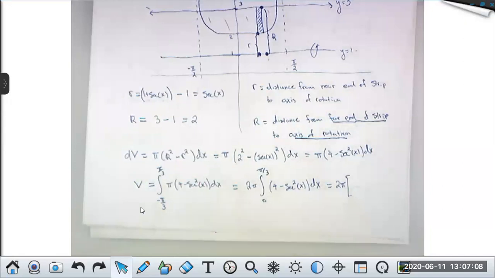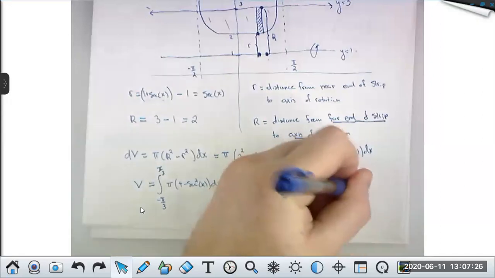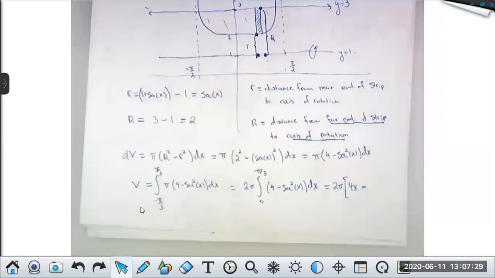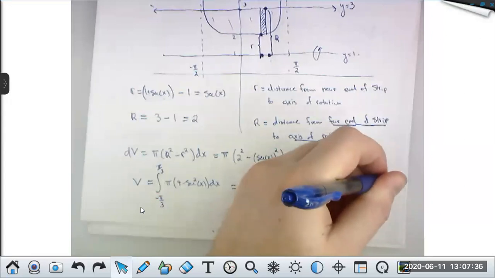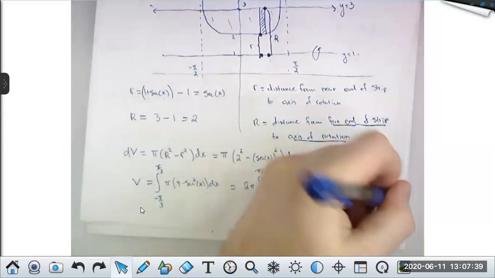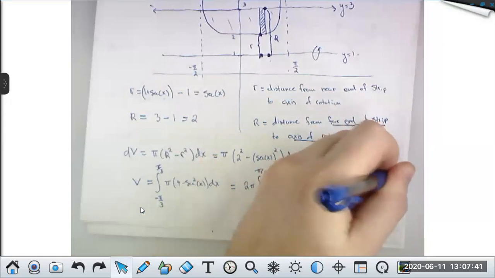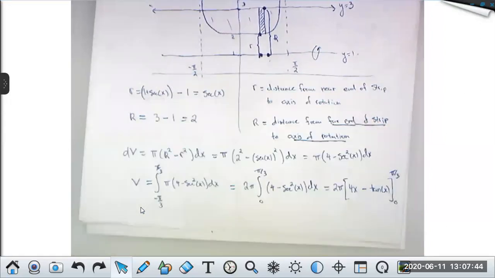Sorry, hold on. So it would be 2 pi times the integral of 4 minus secant squared x. So it'd be 4x minus... I don't know what the antiderivative of secant squared x is. Tangent. It's just tangent? The derivative of tangent is secant squared. The antiderivative of secant squared is tangent.